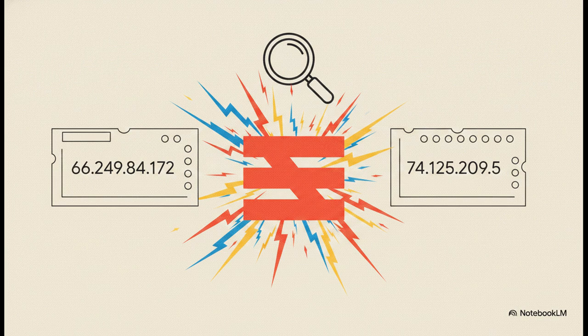66.249.84.172 absolutely does not match 74.125.209.5. This little inequality is huge for our case. It implies the traffic hitting the server wasn't coming from one simple single source. And actually, this mismatch, it's the exact reason why that first error message we looked at blamed the computer network instead of blaming you directly.